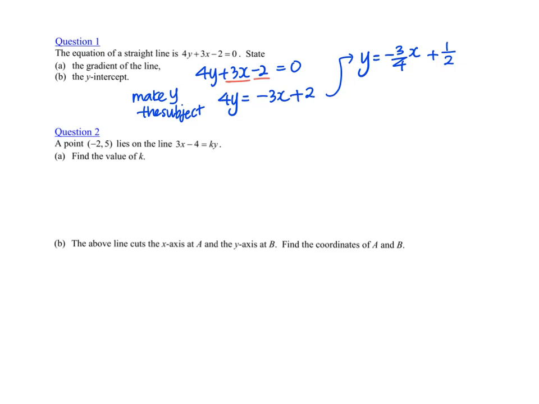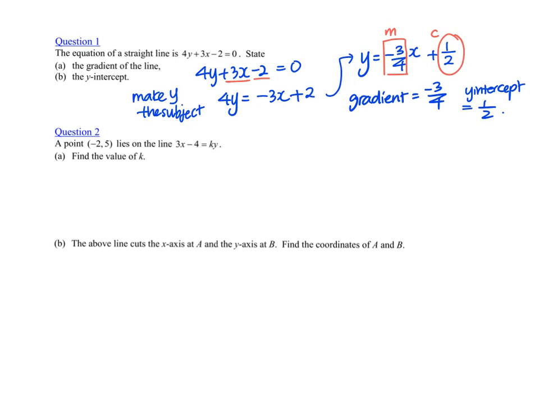And if that's the case, I'll be able to read the gradient. y equals to mx plus c. This is the gradient m. And this is the y-intercept c. Okay, so in this case, to answer our question, gradient equals to negative 3/4. Just the number, don't have the x. And the y-intercept is just the number half. Have you gotten the answer?